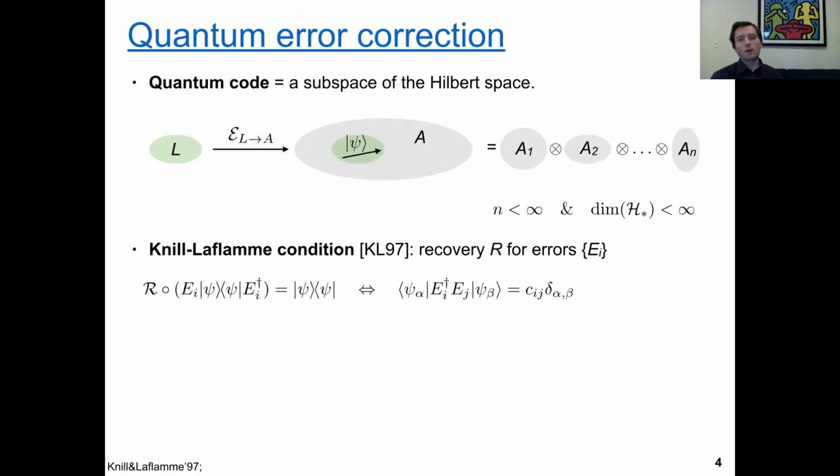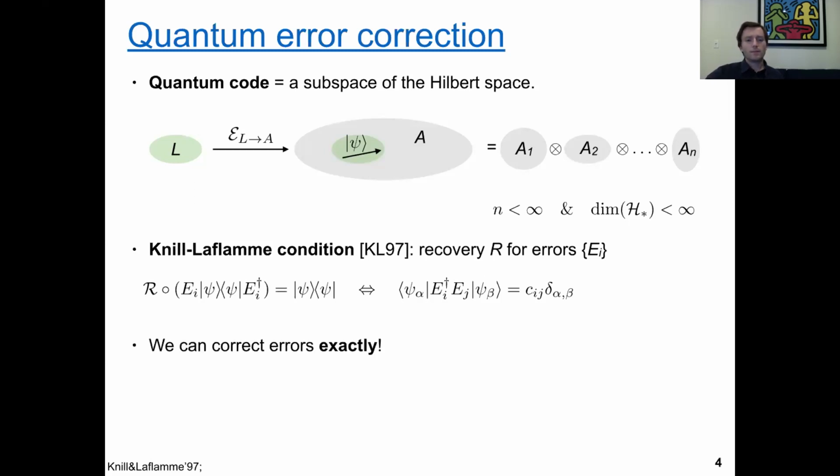So when we talk about error correction, I have to tell you about a very simple yet very powerful condition, the Knill-Laflamme condition. This condition tells us that there exists a recovery map R for some set of errors, and this recovery map can undo the effect of errors on the encoded information if and only if the condition on the right hand side is satisfied. So basically different errors take orthogonal states to orthogonal states.